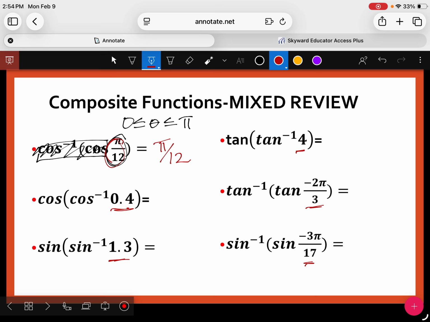So here, these cancel out. Is 0.4 between -1 and 1? Yes, it is. So the cosine of the inverse cosine of 0.4 is 0.4. Okay, these cancel out. But remember, sine does not go higher than 1, so this does not exist, undefined.